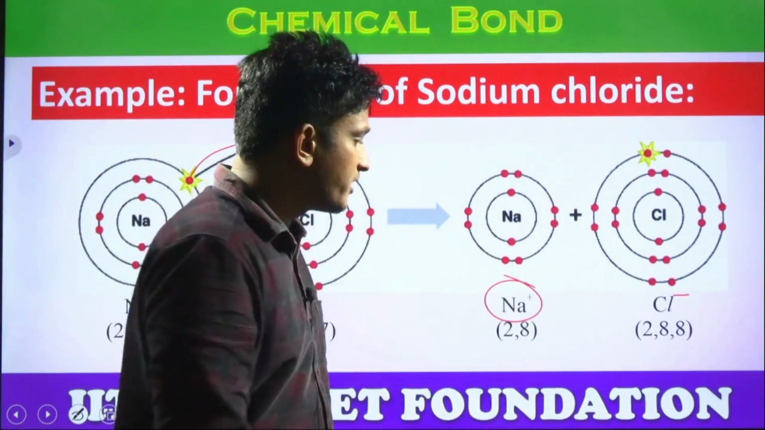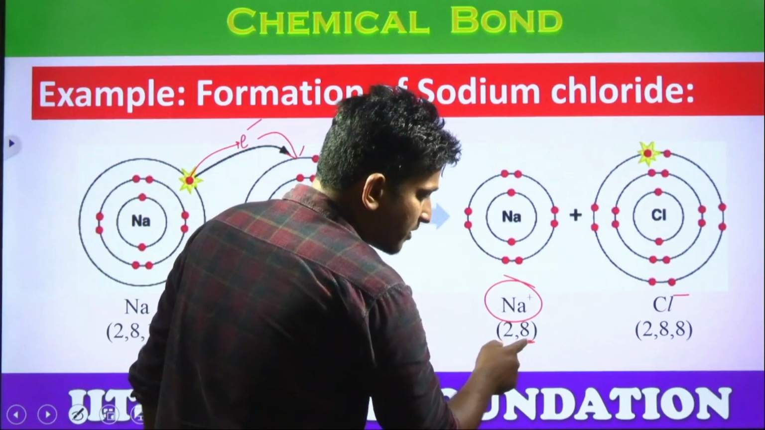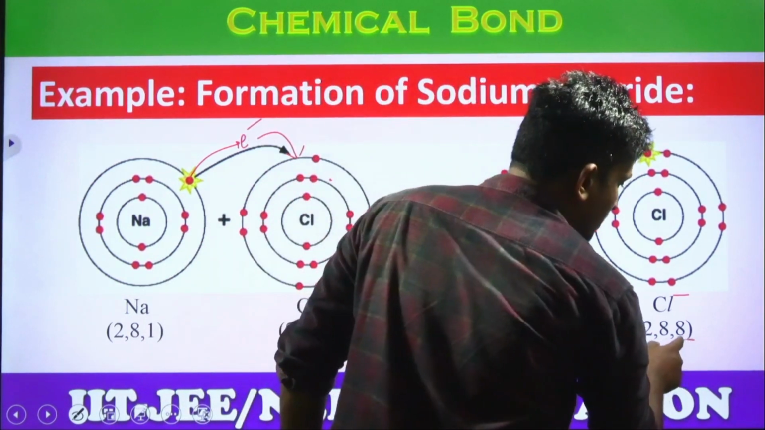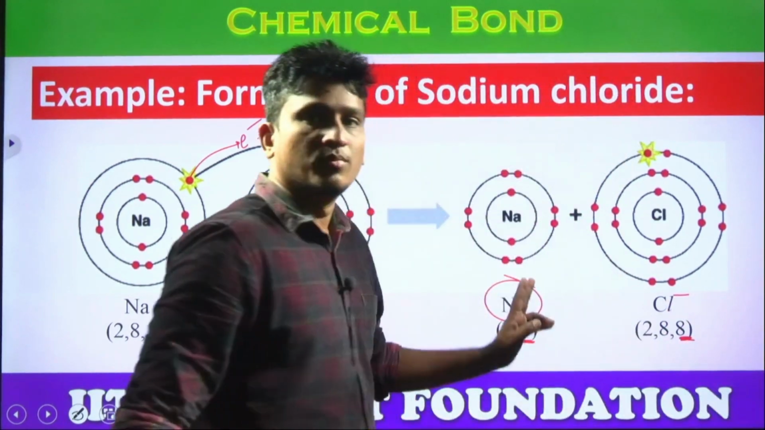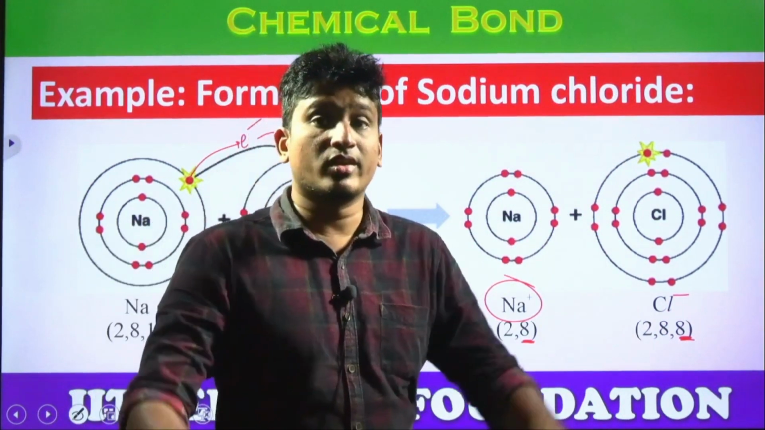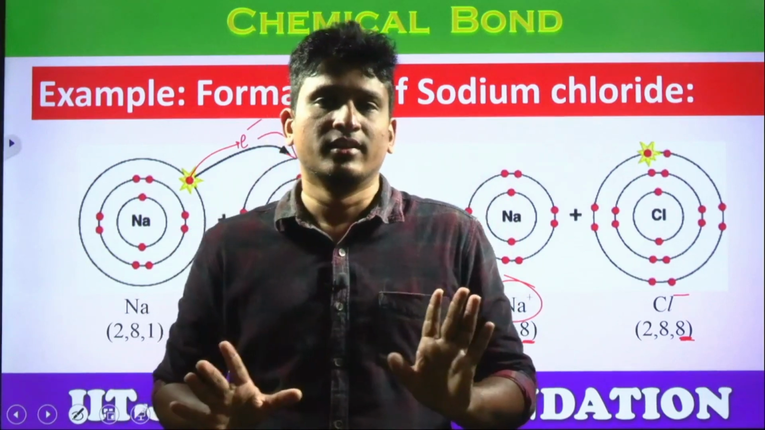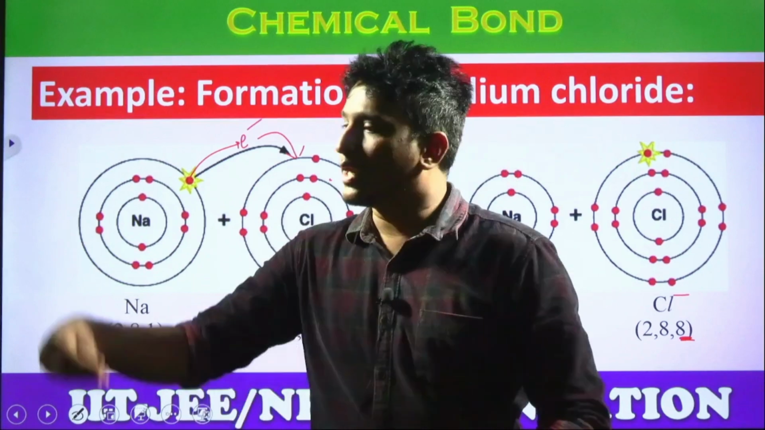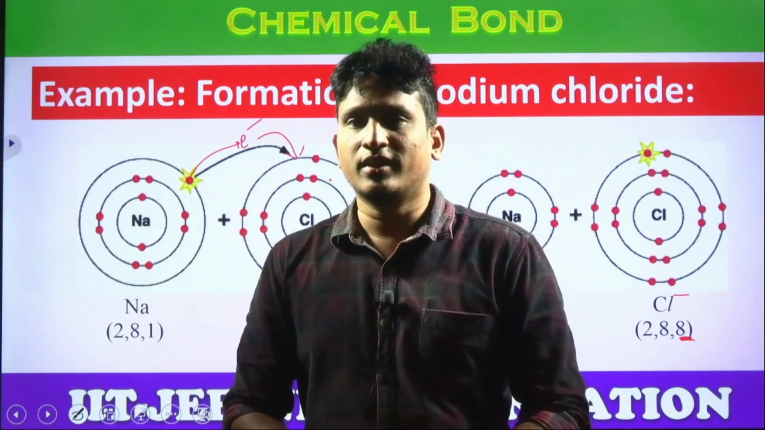Now look at their configurations. What is the valence shell in sodium ion? Second shell, 8 electrons, yes or no? What is the valence shell here? Third shell, 8 electrons. Both 8 and 8. Octet configuration or not? Now here is the crucial point. Sodium ion achieved noble gas configuration stability. Chloride ion achieves noble gas configuration stability.